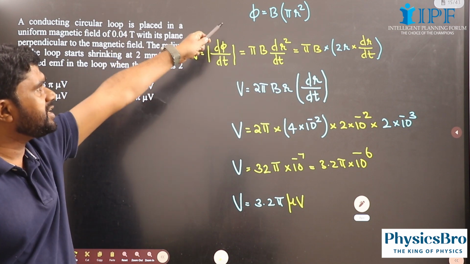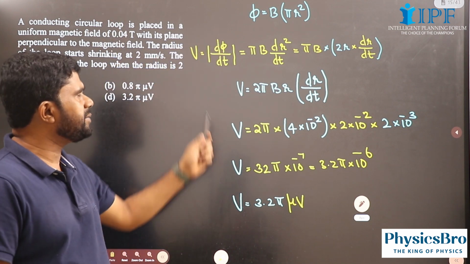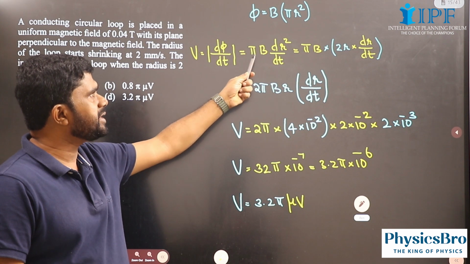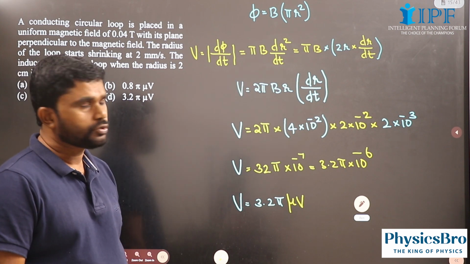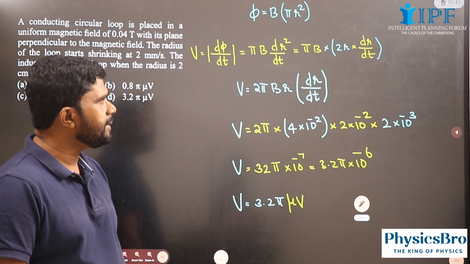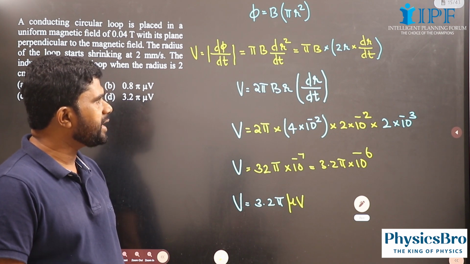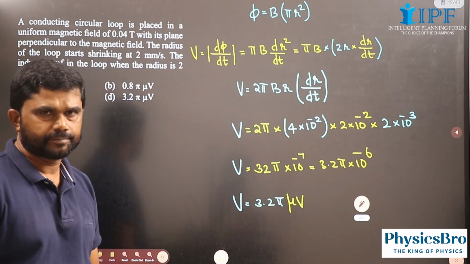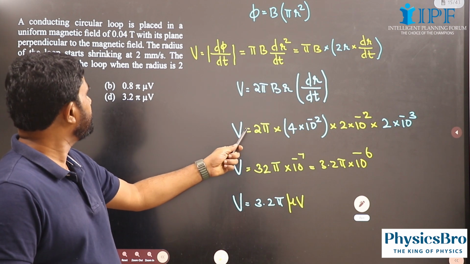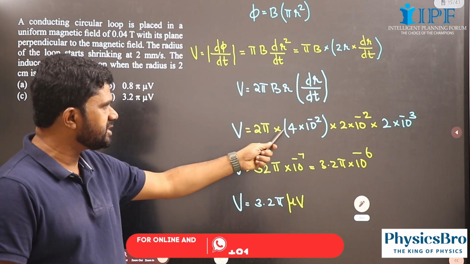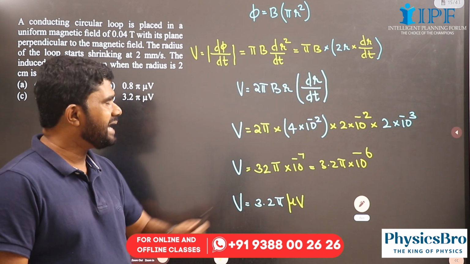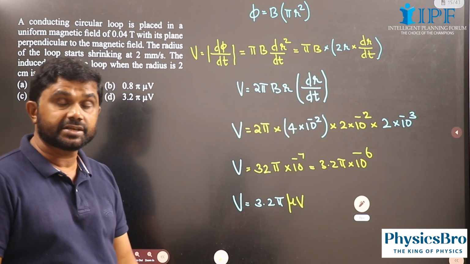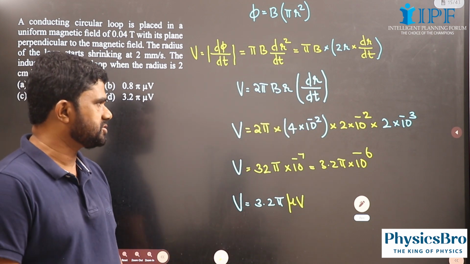Phi equals B into pi r square, d phi by dt is pi into B, pi and B are constants, then dr square by dt, so it will be 2r into dr by dt. So 2 pi B r into dr by dt. 2 pi, magnetic field is 0.04 Tesla, that is 4 into 10 raised to minus 2, radius is 2 centimeter, and dr by dt is 2 millimeter per second, 2 into 10 raised to minus 3.